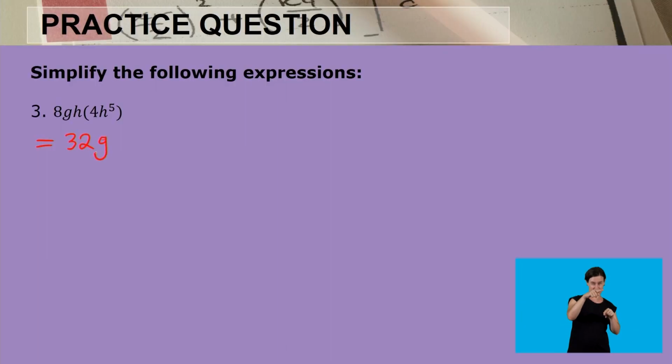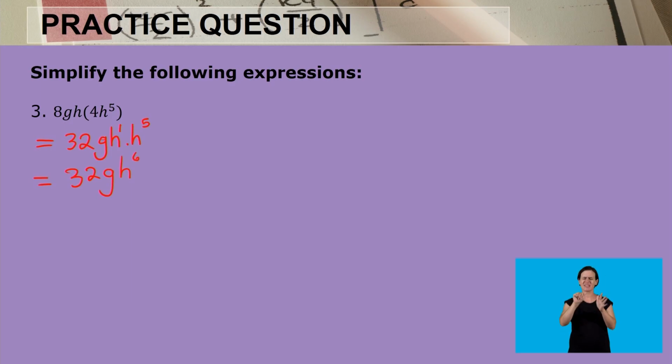So we have a G, we have an H, and we have another H that has an exponent 5. So are there powers that have the same base? Yes, we do. We have here the H that has an exponent 1 and the H that has an exponent 5. So our final answer there is going to be 32GH, and that exponent is going to be, yes, you are correct, a 6.